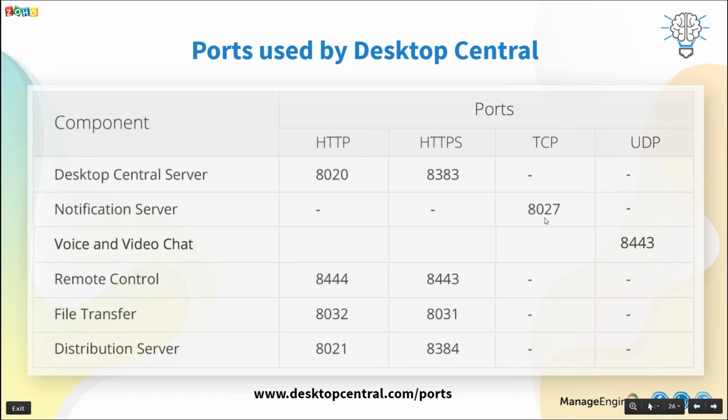The notification server here is responsible for all the on-demand actions like patch scan, asset scan, remote control functions, and for an immediate deployment. Apart from these two ports, there are other optional ports that you need to have open. The important ports are listed on the screen. You can keep the respective ports open as per your requirement. There are a few other ports as well. You can view them on the link shown at the bottom of the screen. This will give you a better idea about the ports that are required by Desktop Central.